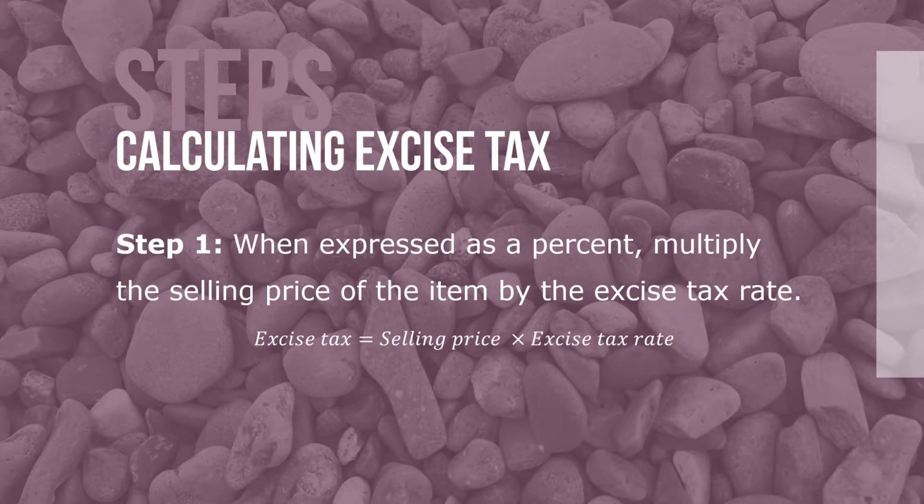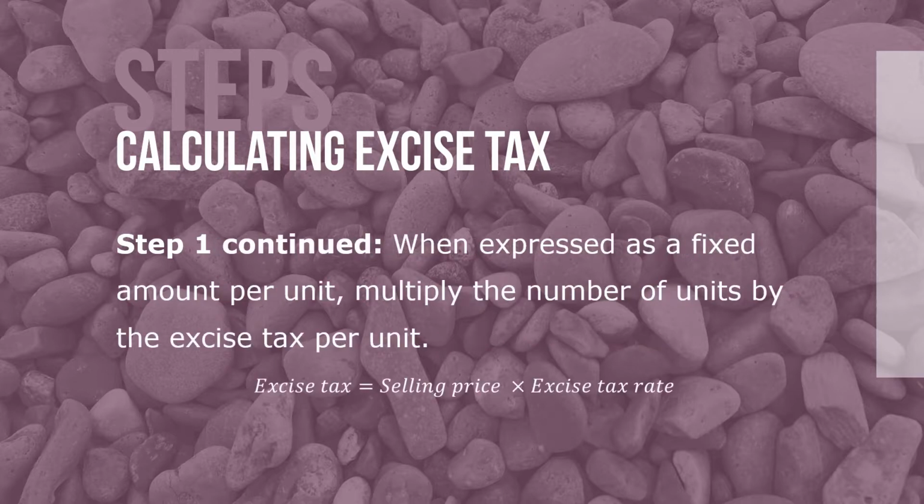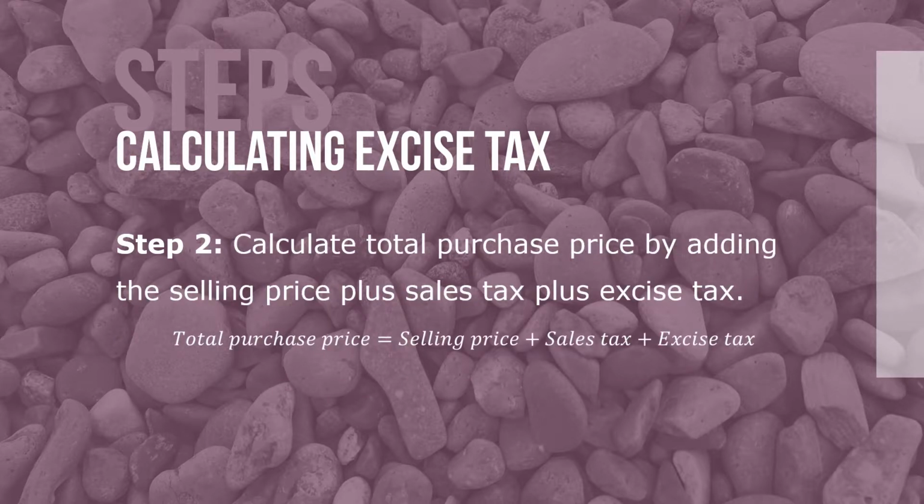Here are the steps to calculating an excise tax. Step 1. When expressed as a percent, multiply the selling price of the item by the excise tax rate. Excise tax equals selling price times excise tax rate. When expressed as a fixed amount per unit, multiply the number of units by the excise tax per unit. Step 2. Calculate the total purchase price by adding the selling price plus the sales tax plus excise tax, where total purchase price equals selling price plus sales tax plus excise tax.